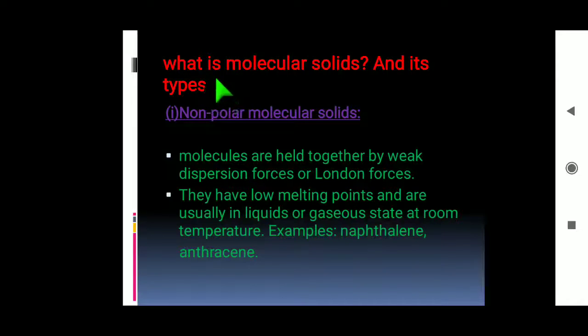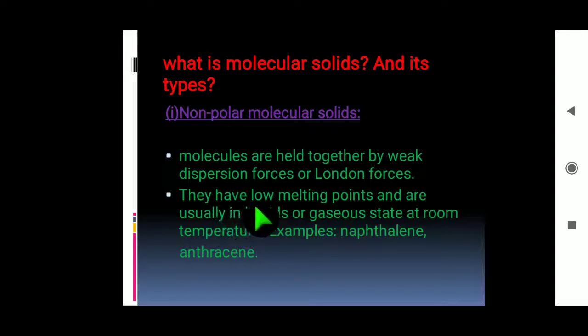Okay. What are molecular solids and their types? The molecular solids have 3 types: non-polar molecular solids, polar molecular solids, and the third one, hydrogen bonded molecular solids. The first one, non-polar molecular solids. Here the molecules are held together by weak dispersion forces or London forces.